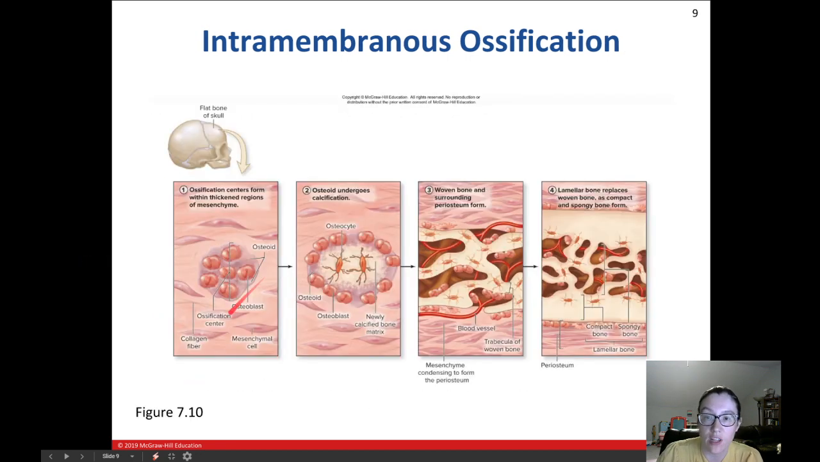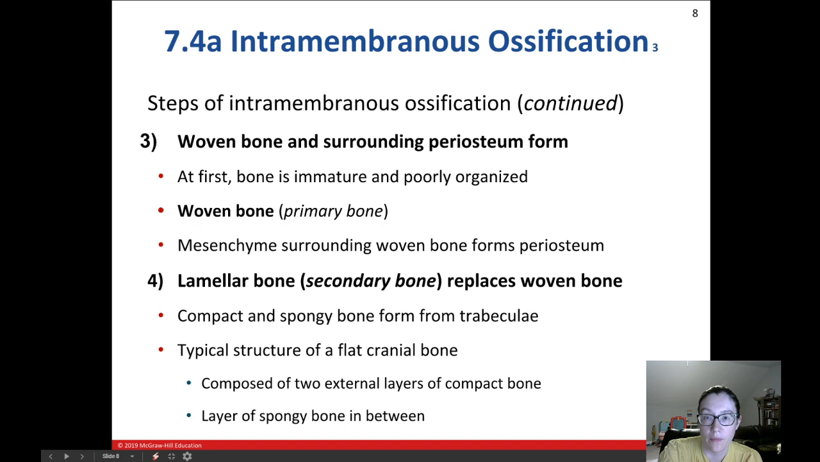So here's this first step here. We have our thickened region of the mesenchyme. Some of these mesenchymal cells here are going to become osteoprogenitor cells, which will eventually turn into osteoblasts. These osteoblasts are then going to aggregate together. So they come together and form the center of ossification, and then all of the osteoblasts together are going to start secreting this osteoid. So that's going to be that initial semi-solid, soft ground substance of that bone.